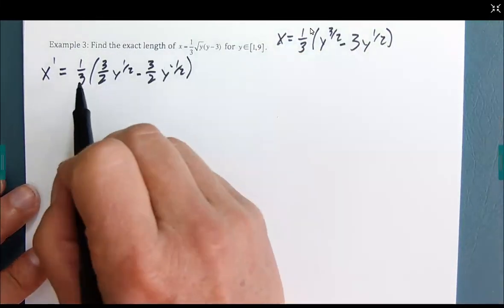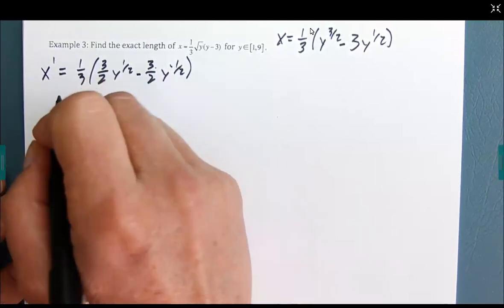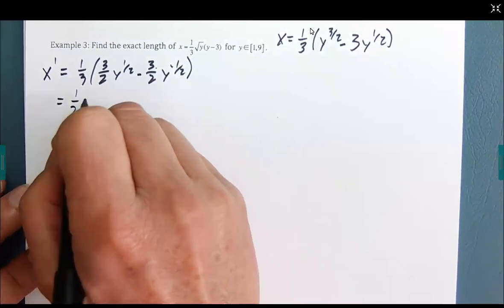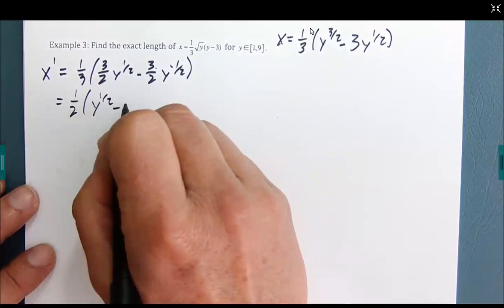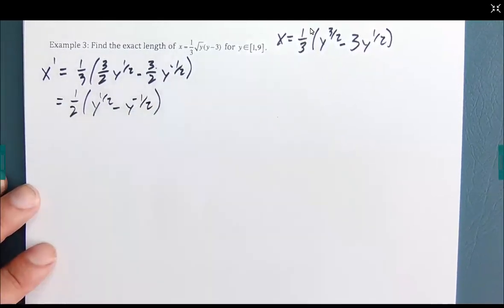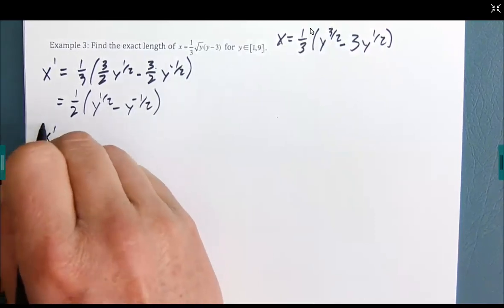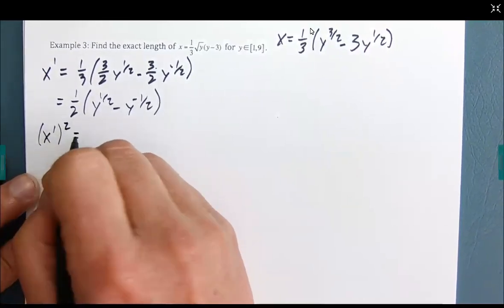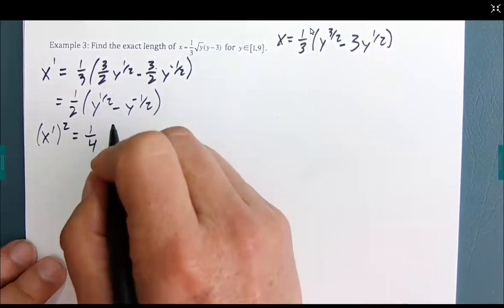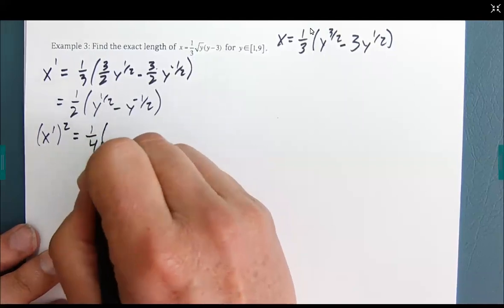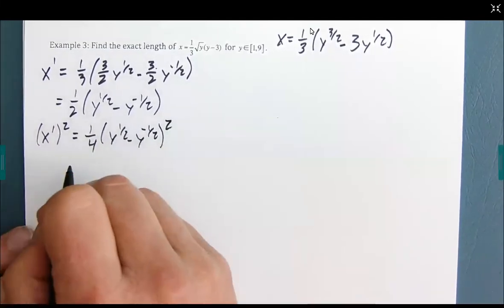I'm going to notice that if I distribute the 1/3 in there, those two 3's go away, and I have a 1/2 in front, so I'm going to actually factor out a 1/2. And if I square that, 1/2 squared is 1/4. And I end up with y to the 1/2 minus y to the negative 1/2 squared. Let's actually work that out.